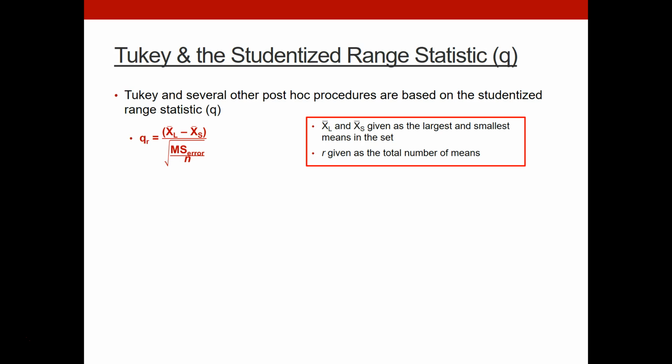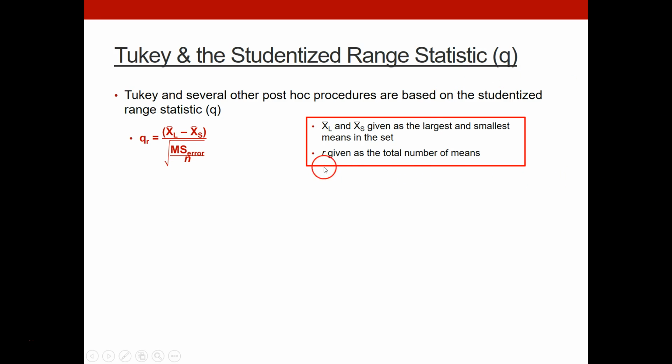All right. And our test statistic and our critical value are going to be set up a little bit differently, very similar to a t-test, but a little bit different. So you're going to calculate your test statistic. Your Q is going to be the mean of one group minus the mean of another group over the square root of your mean squared error from your ANOVA table, divided by the number of individuals in each one of your cells. In this formula, X_L and X_S are given as the largest and smallest means in your set. So if you have 4 levels to your factor, X_L would be the largest mean and X_S would be the smallest mean, taken over the square root of your mean squared error over n, the number of individuals in each one of your cells.